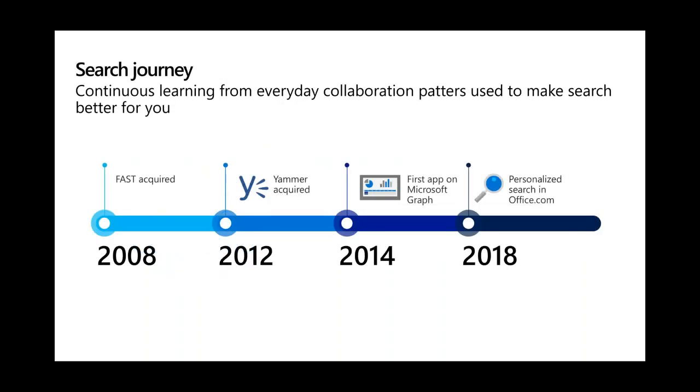And this isn't a new concept to Microsoft. We have been on this journey for some time. Effectively, we've had continuous learning from everyday collaboration patterns used to make search better for all of our customers. In 2008, we made our first major step into the search market via our FAST acquisition. We then acquired Yammer in 2012.